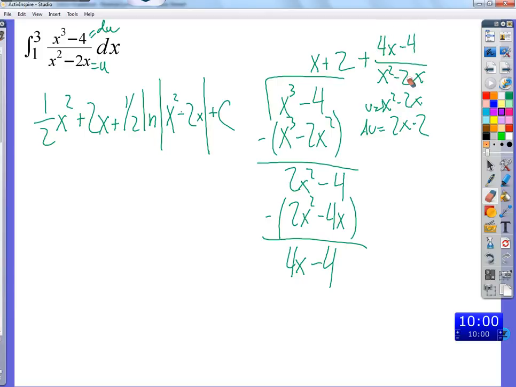Oh, wow. So it's really, really close. Oh, there you go. Just put 4 halves instead.